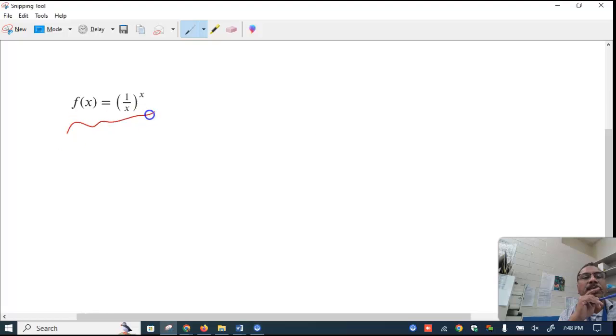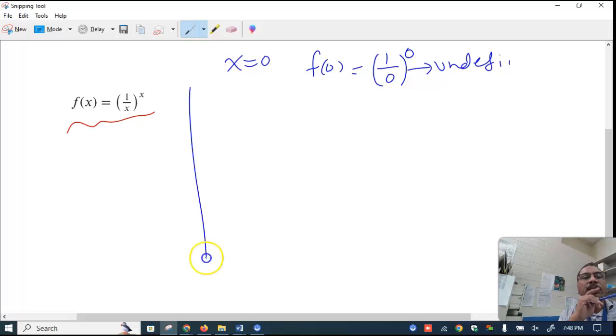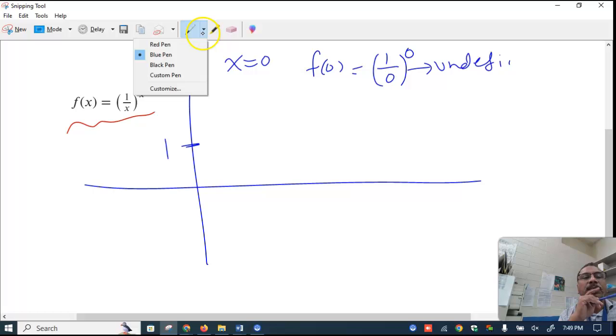Now, for the third one, f of x, all we have to check is x equals 0. So f of 0 will be 1 over 0 raised to 0, and this is undefined. So there's no value of output when x equals 0. That means if I want to graph this, for different values, this is 1 and this is 2. So at this point 0, the graph approaches something like this.